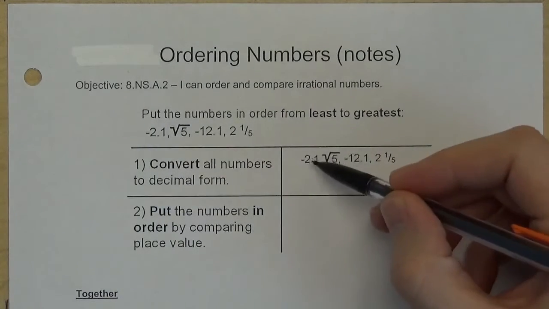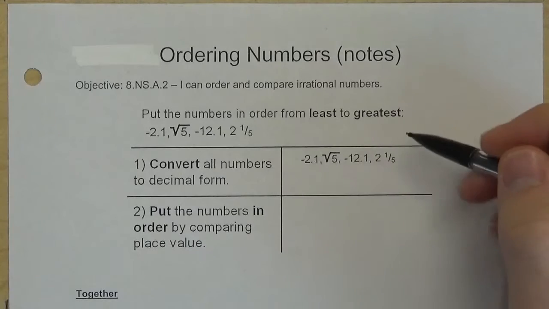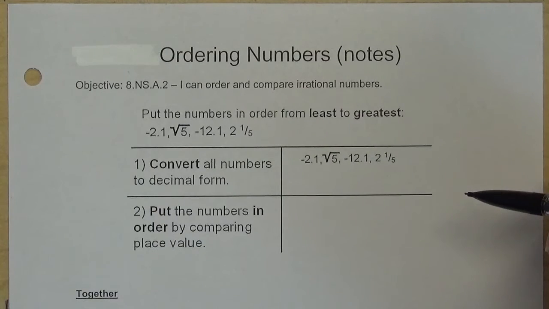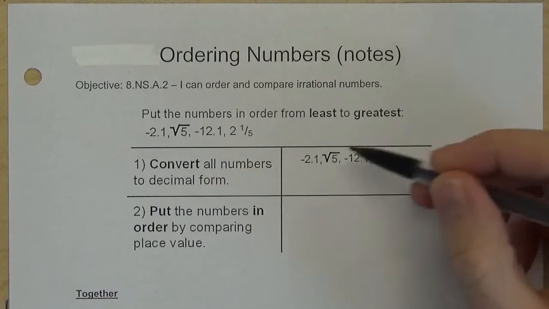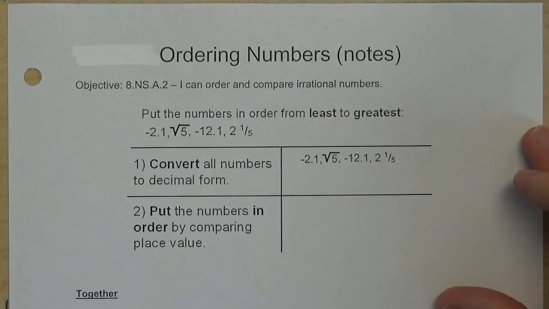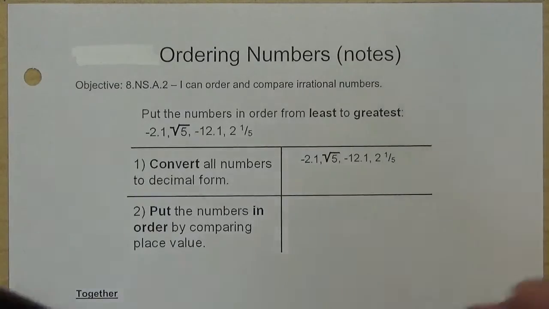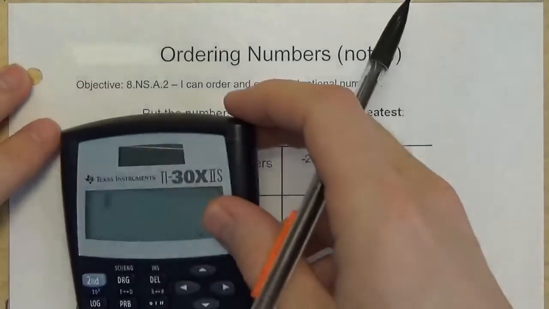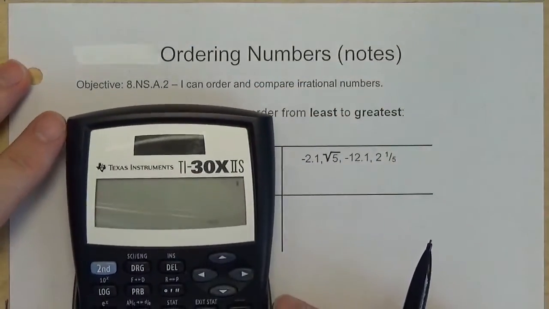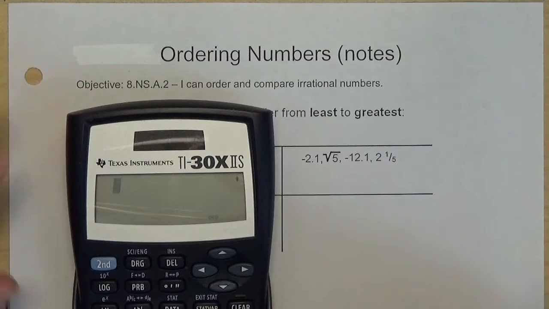So we already have a couple in decimal form. That's nice. Negative 2.1 and negative 12.1 are already in decimal form, but the square root of 5 and 2 1/5 are not in decimal form. So we'll start with the square root of 5. We've been estimating those without a calculator in class, but now we're going to use a calculator because you need to know how to do both to get our estimate of the square root of 5.